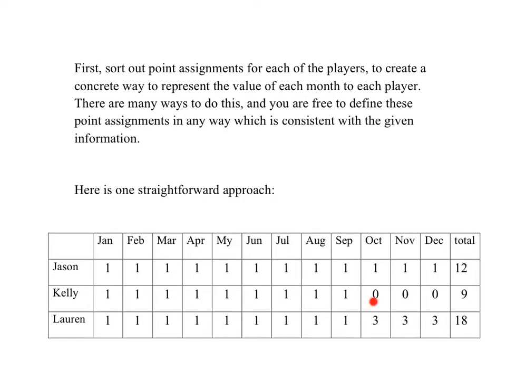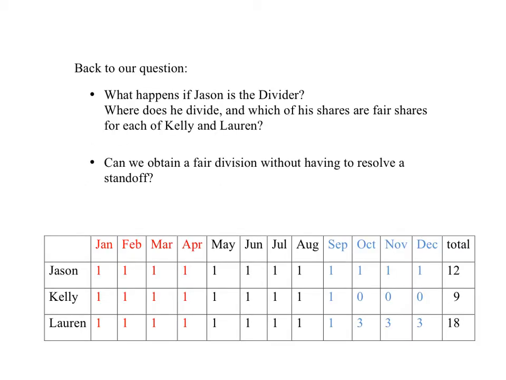Okay. And notice also we have zeros here for October, November, December. Kelly just has the kind of business that doesn't make money in those months, and so we represent that with 0 points each. Now that we have a point scheme, we can go back and answer our questions. What happens specifically if Jason is the divider? In other words, where during the year does he divide, and which of his shares are fair shares for Kelly, which of his shares are fair shares for Lauren?